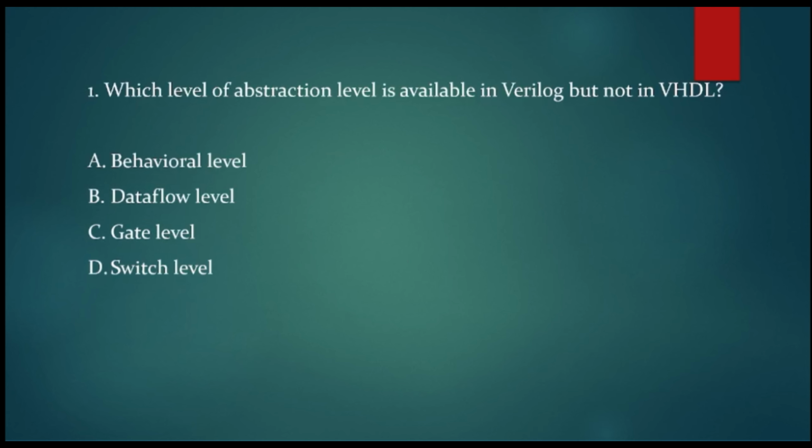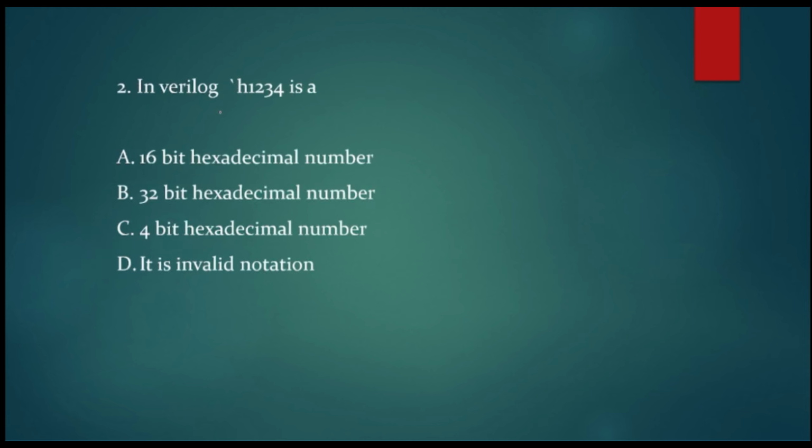So your next question is, which level of abstraction is available in Verilog but not in VHDL? That means there is one level of abstraction in Verilog but it is not there in VHDL. What is that? That is switch level abstraction. Switch level is the abstraction which is there in Verilog but not in VHDL.